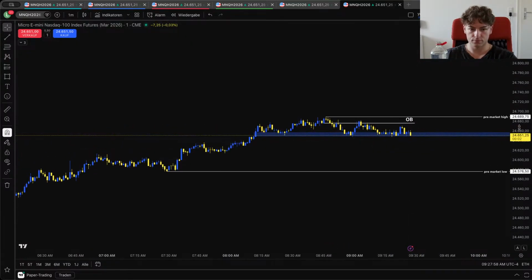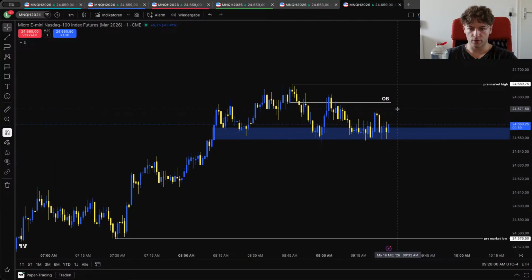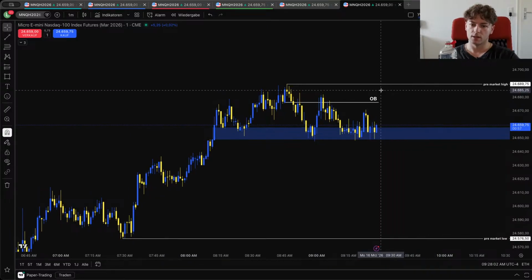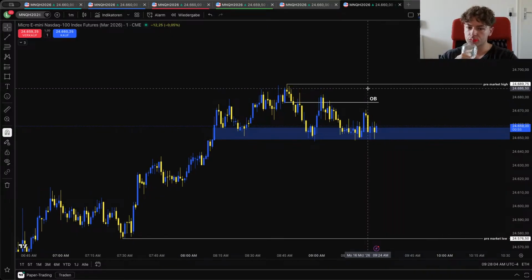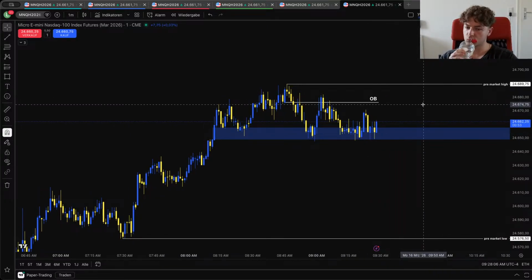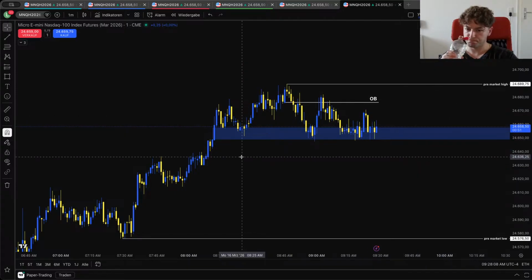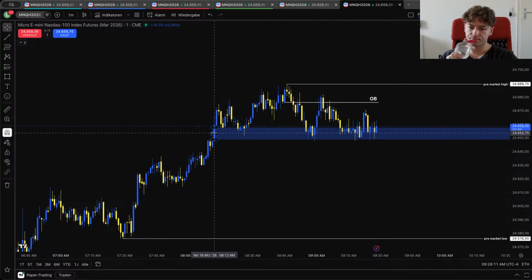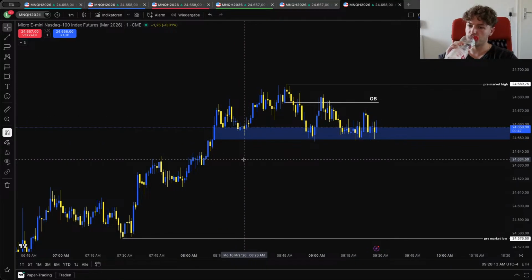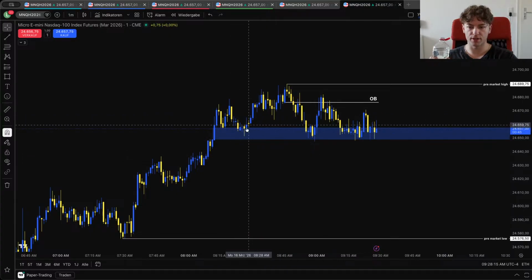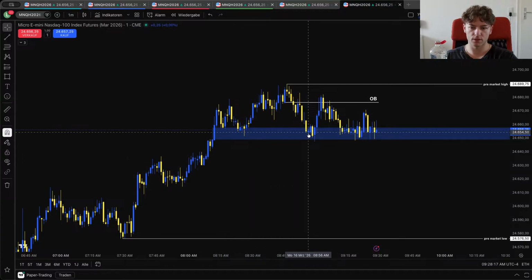So I'm just focusing more on important liquidity pools and important PD arrays. This is going to be one of them. As you can see, price is using it once, twice, a third time, and you can see how this PD array is holding price higher.